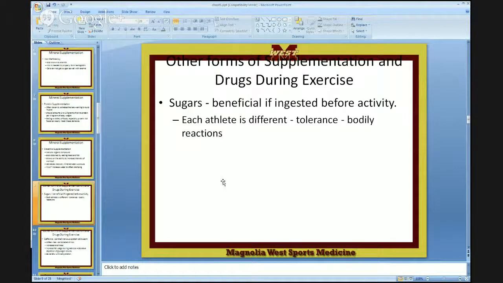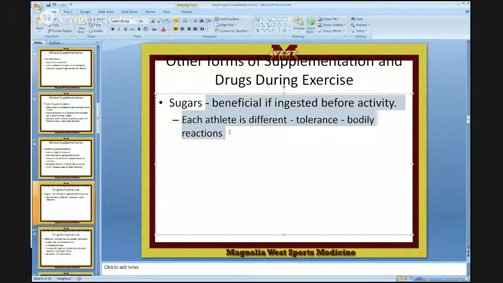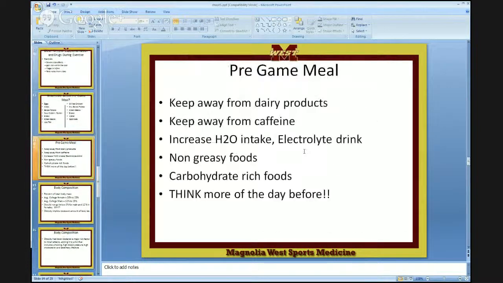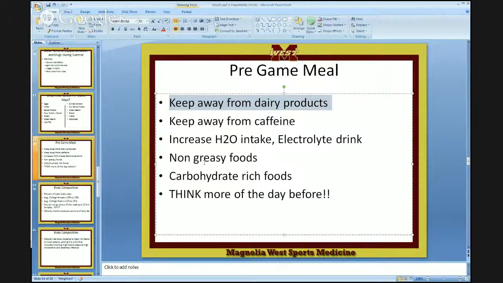Slide 9. How about sugars? We talked about that. Every athlete's different, but obviously they can be beneficial if ingested before an activity. Simple sugars are nothing more than energy. So the more energy you got, the better you feel, etc. All right, 9. We're going to go to 14. Pre-game meal on 14. Should you eat your dairy products for a pre-game meal? Anything else with 14? No.